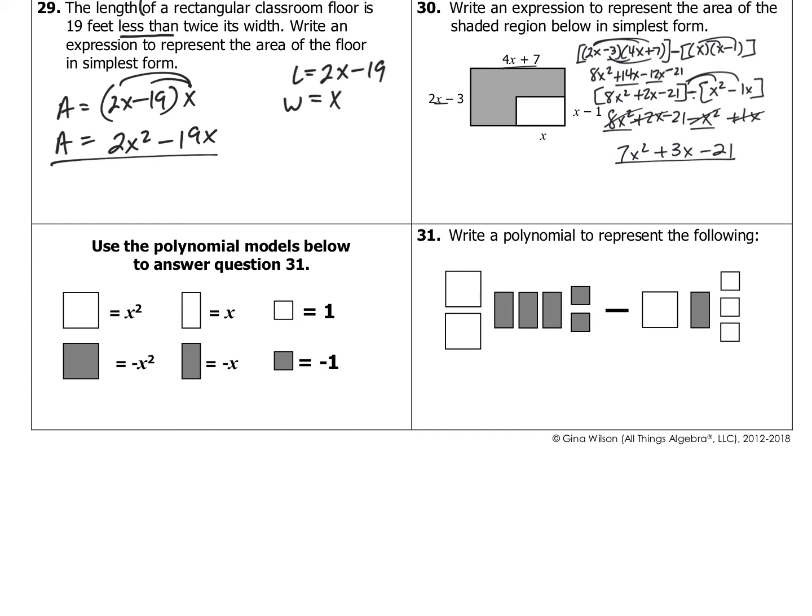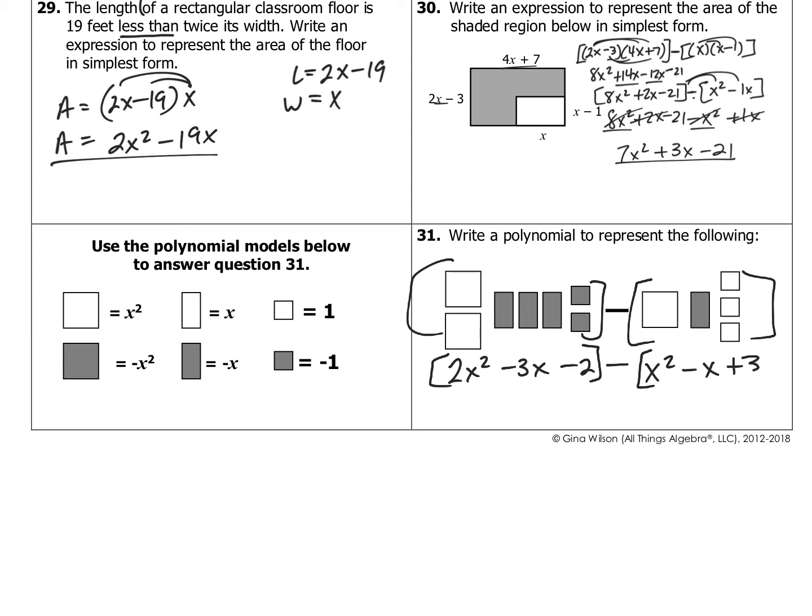And so to simplify this, I'm going to write 2x squared minus 3x minus 2. Put that in a bracket, and then we're subtracting whatever this equals. So that's going to be x squared minus x plus 3. And I have to distribute the negative. This is going to be negative x squared plus x minus 3.